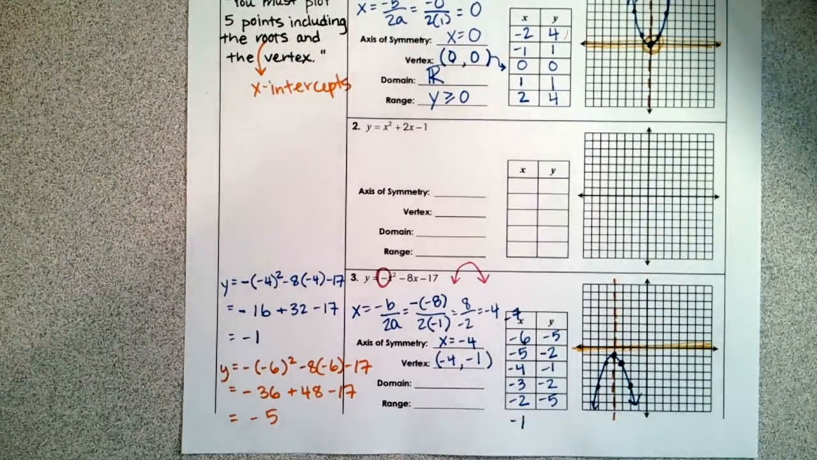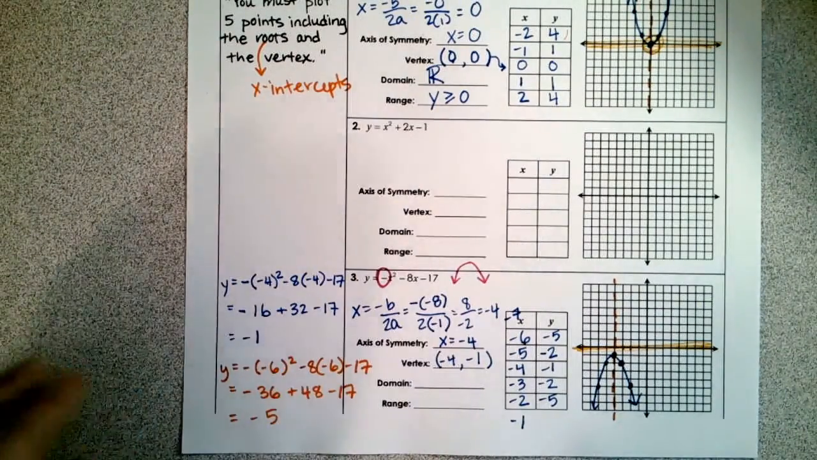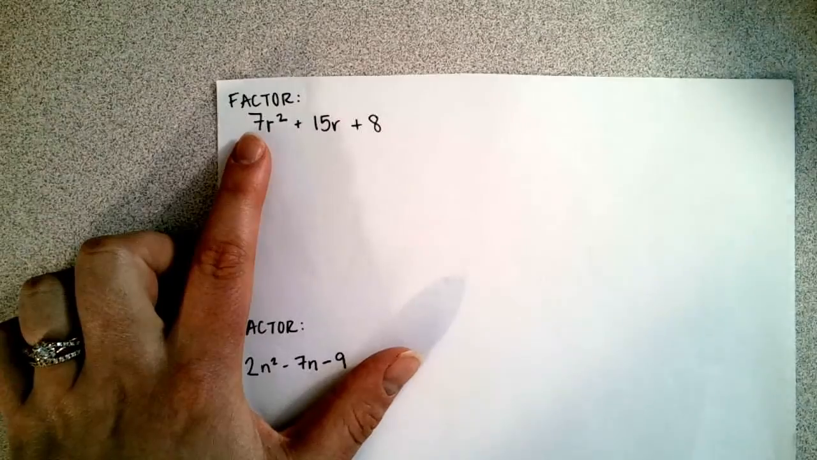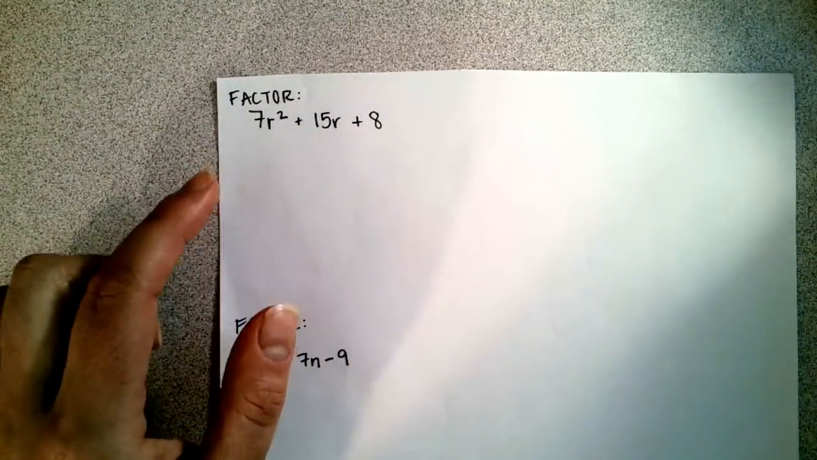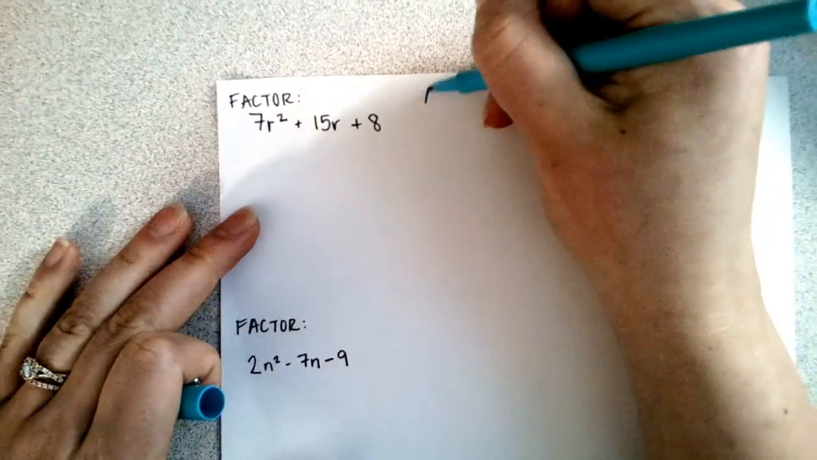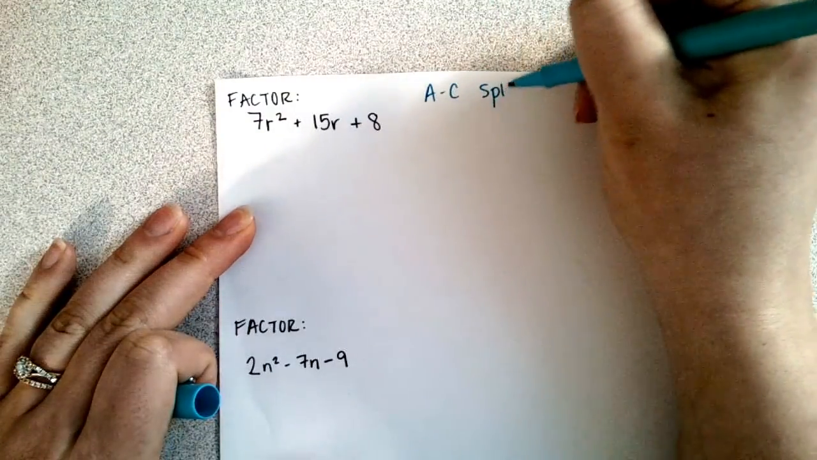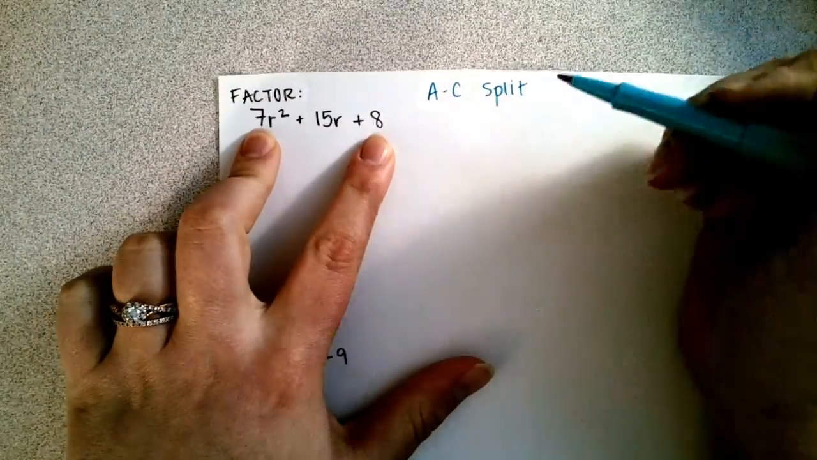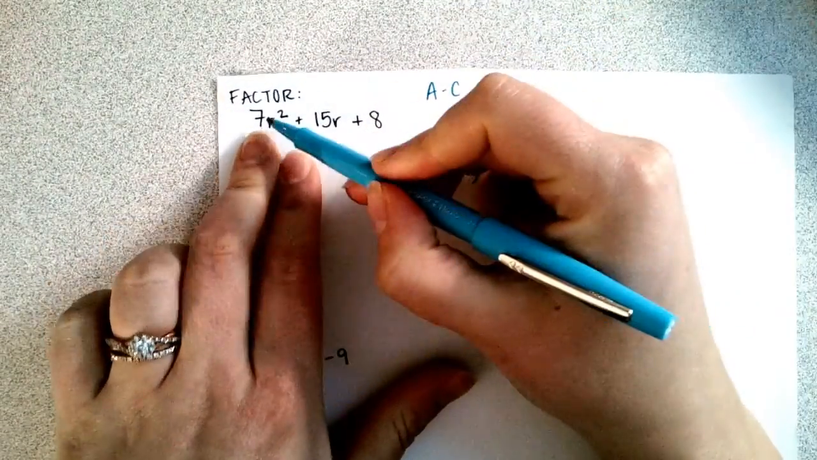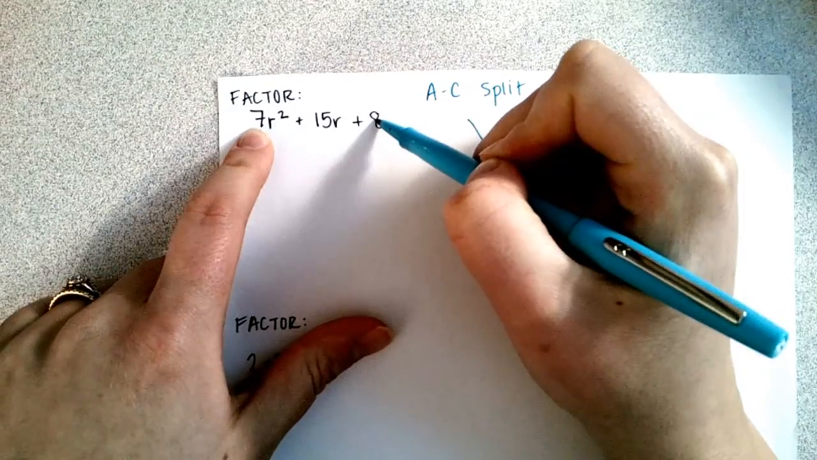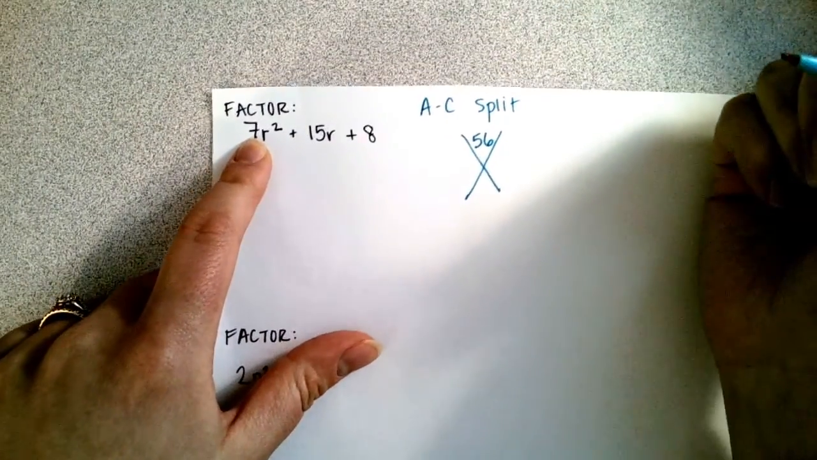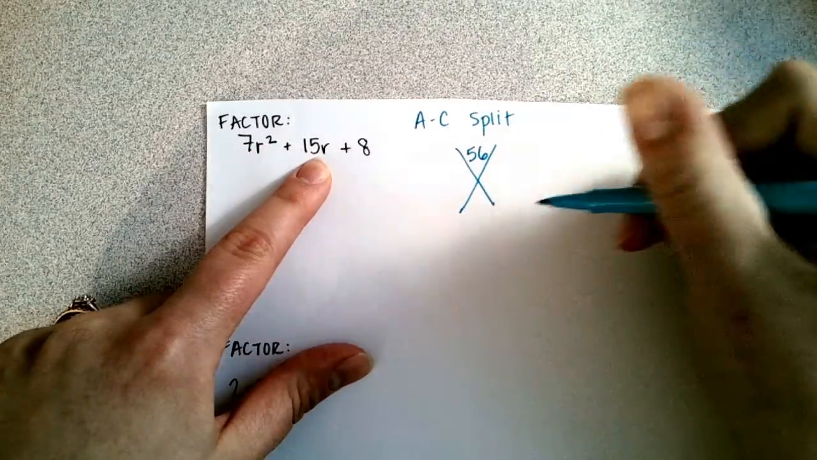Okay. So now the last thing we're doing in this video is we are reviewing how to factor quadratic expressions when you have an a value that is greater than 1. So the first method I will review is the AC split method. So as a reminder, the AC split method is called that because you need to multiply a times c. So 7 times 8, and that's 56, and that's what goes on top of your x puzzle. Then your b value goes on bottom.